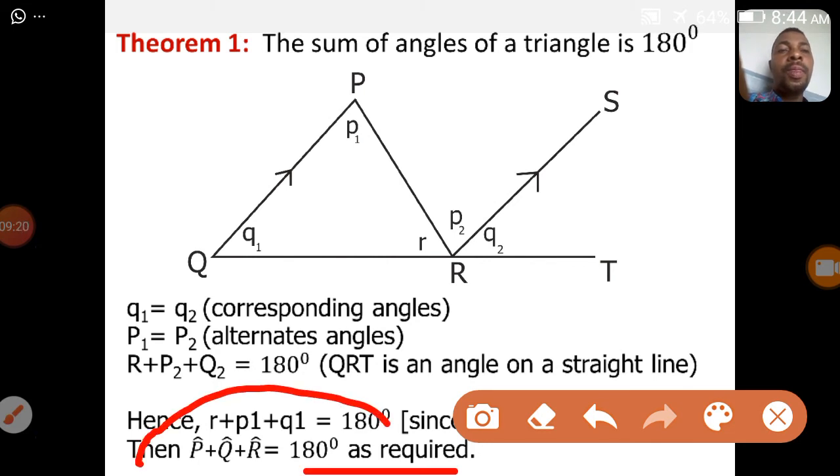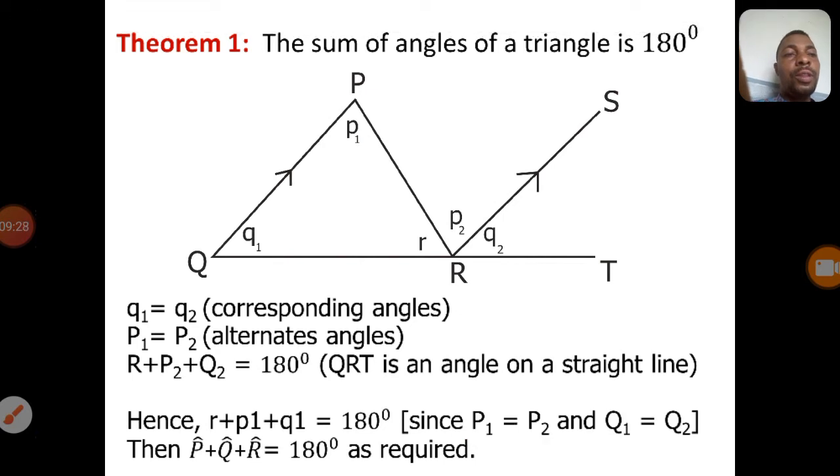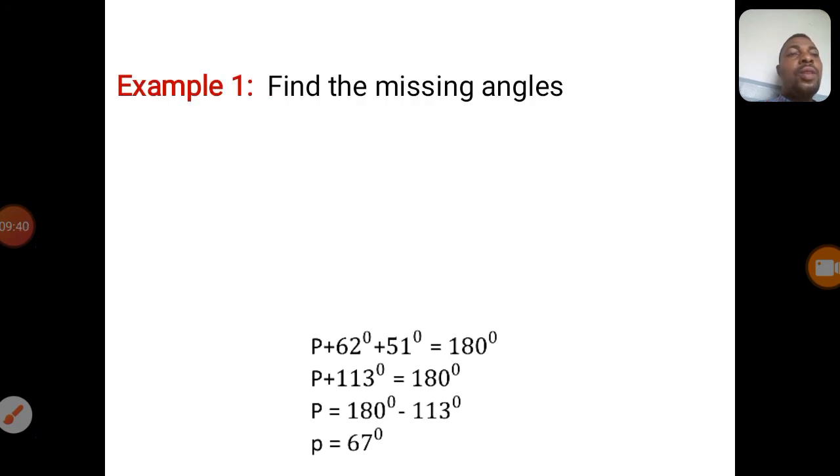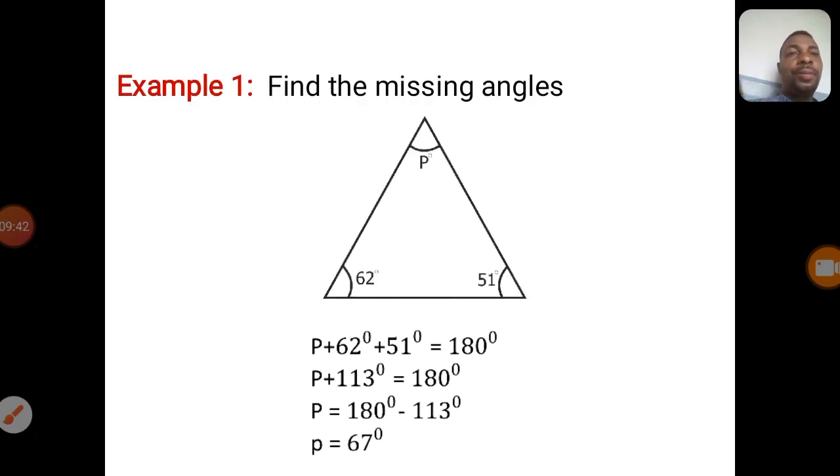Okay? That is how to go about that. We have been able to carry out the proof successfully. Take a closer look at it. Okay. Now let's look at this example 1. In this example, angle P is the unknown angle in that diagram.